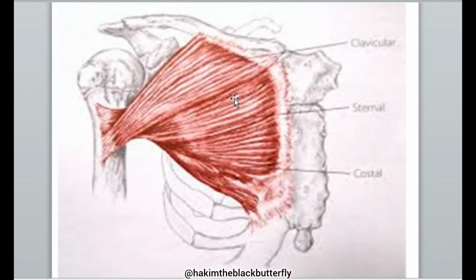Now, this is how we are going to handle a muscle. When you look at a muscle, you must talk about its origin. Then you talk about its insertion. Then you talk about its nerve supply. And then you talk about its action. You talk about the origin of the muscle, the insertion of the muscle, the nerve supply of the muscle, and the action of the muscle.